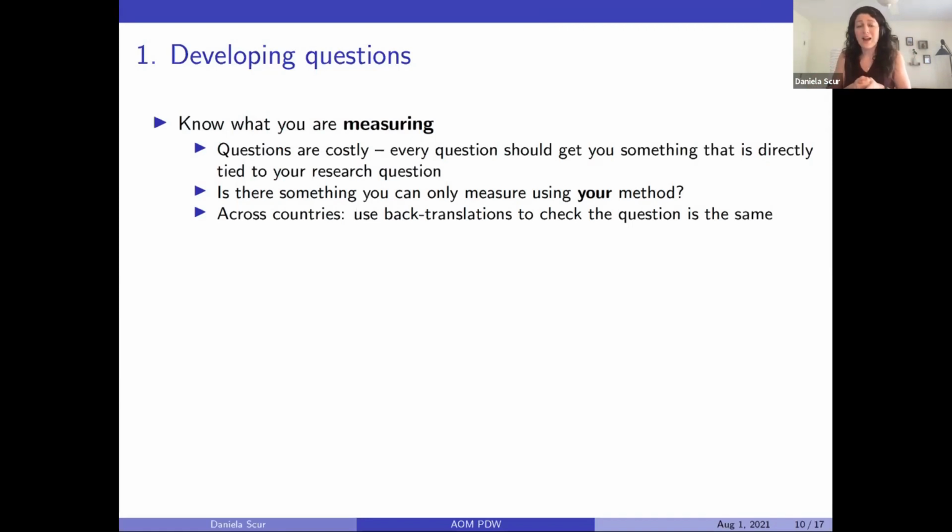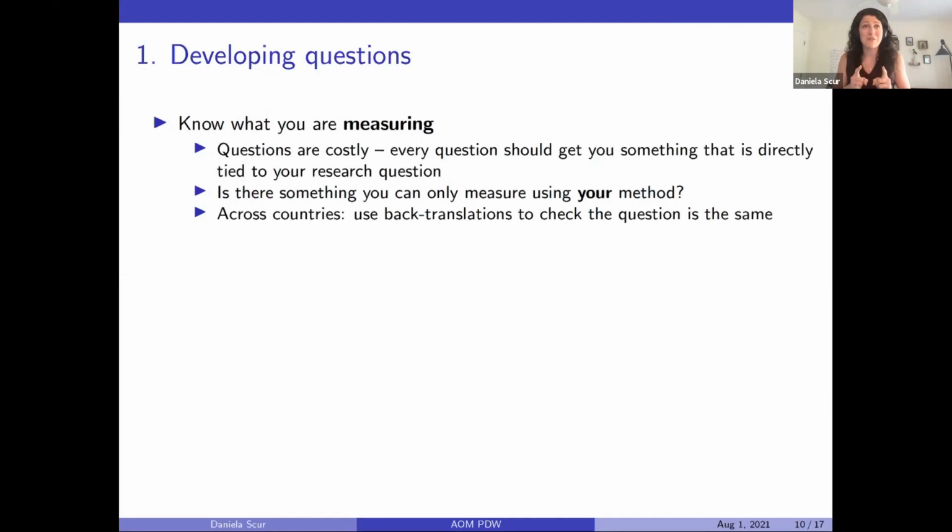One point I do want to highlight in terms of across countries is that back translations are very useful. When you come up with your question, if you're going to do this across countries, it's not enough to just translate the question. You also want to get somebody from that country to back translate it into English and then compare those and see if they're actually the same.